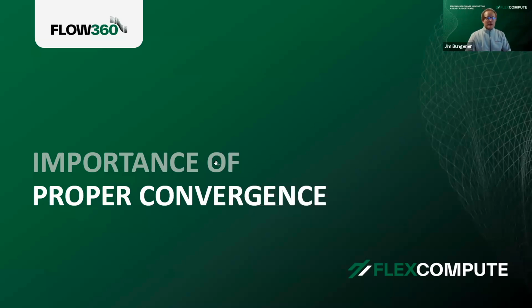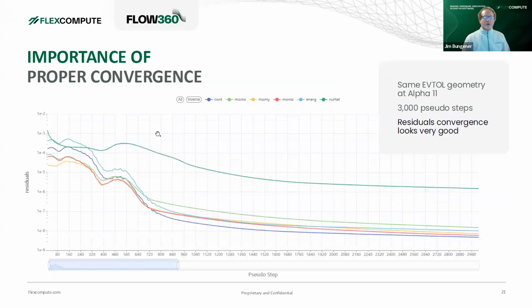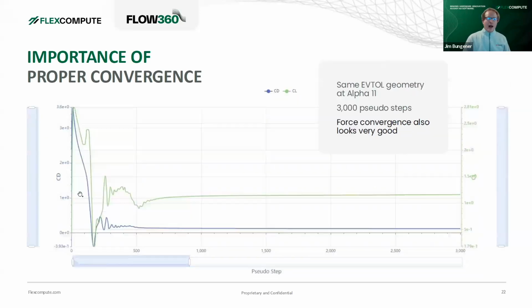So another thing that I wanted to go into is the importance of proper convergence. So this is that same eVTOL we were looking at earlier, and I'm running it at alpha 11, running it for 3,000 pseudosteps. And you can see the residuals are dropping. It's nice and steady. We're getting to fairly low residual values. This looks very good. I'm happy with that convergence. I look at the forces. The forces have stabilized. My lift and drag are looking good. I would say I am confident in the quality of my results here.